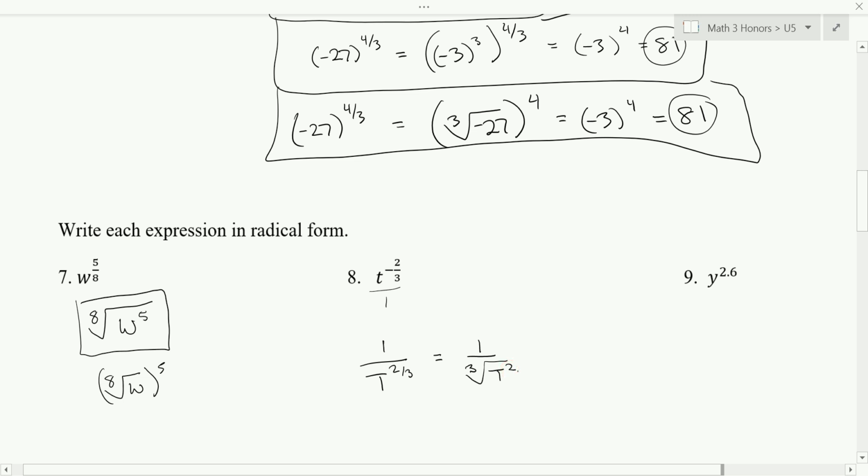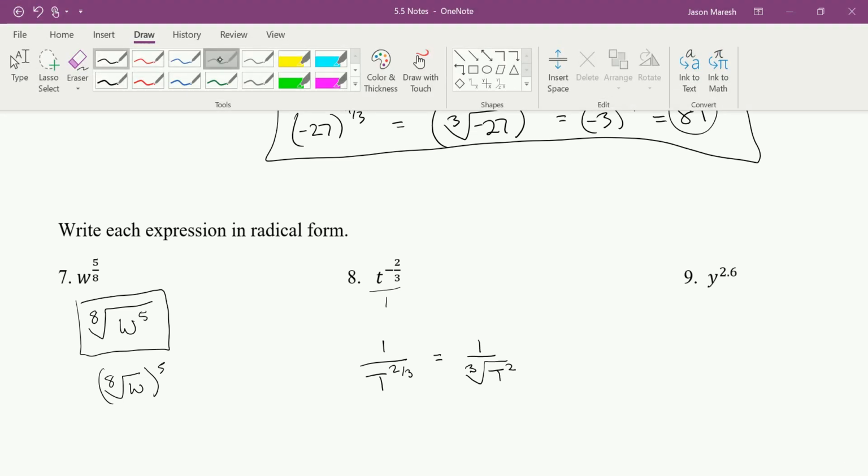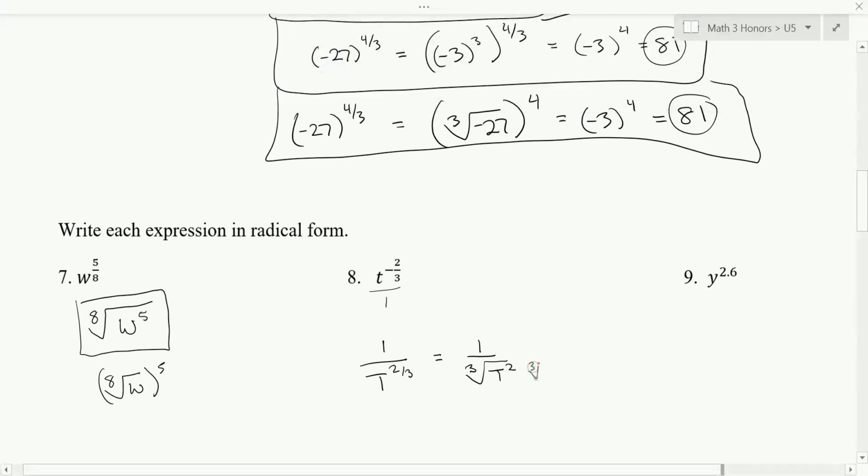So now it's in radical form, but we need to simplify that radical form. And how do we get rid of that cube root in the denominator? Multiply by cube root of t over cube root of t. And we're going to end up with the cube root of t over the cube root of t cubed, which is just going to be t.